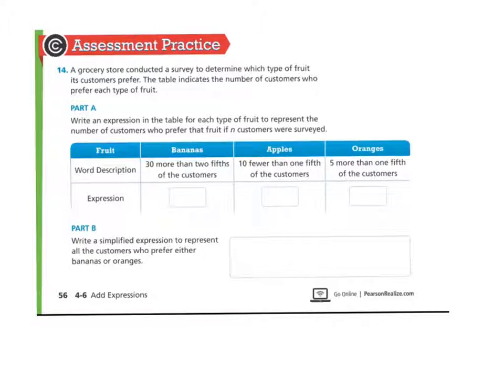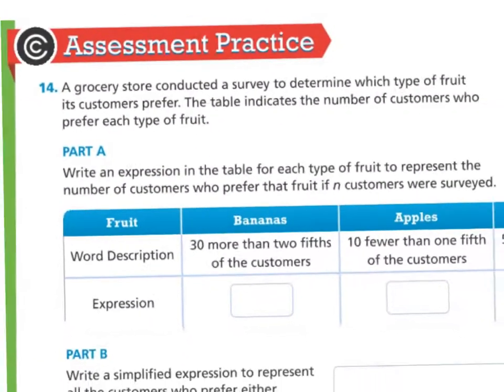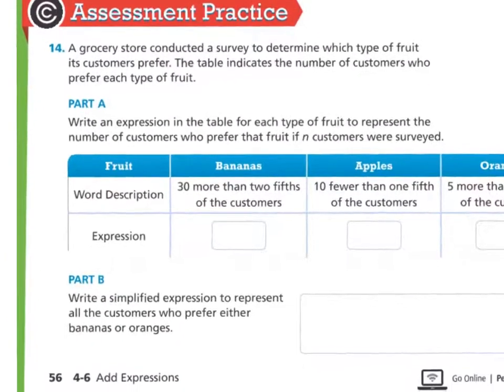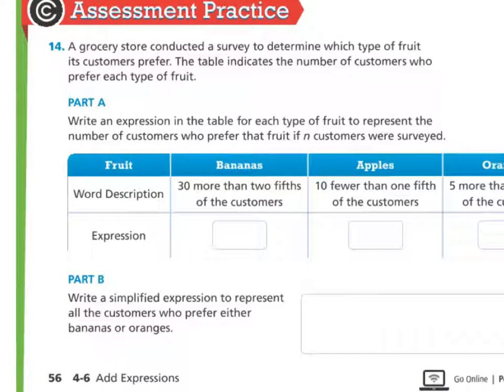Look at number 14. A grocery store conducted a survey to determine which type of fruit its customers prefer. A table indicates the number of customers who prefer each type of fruit. So part A, they want us to write an expression for each type of fruit if n customers were surveyed. So altogether, n customers were surveyed.